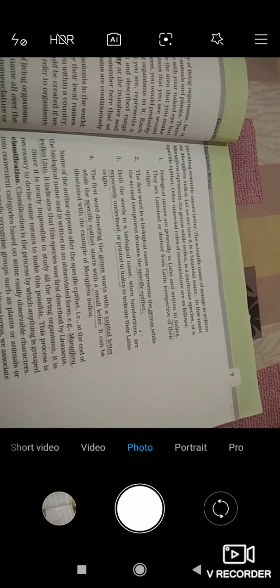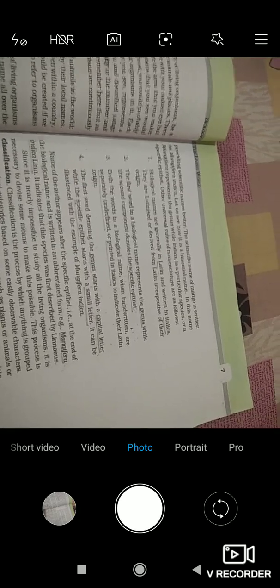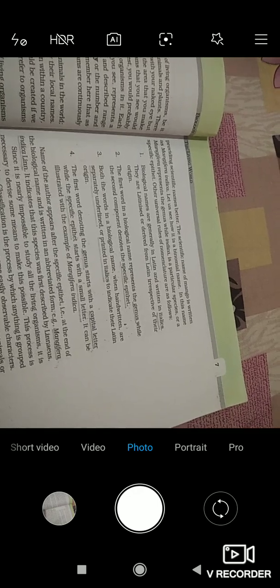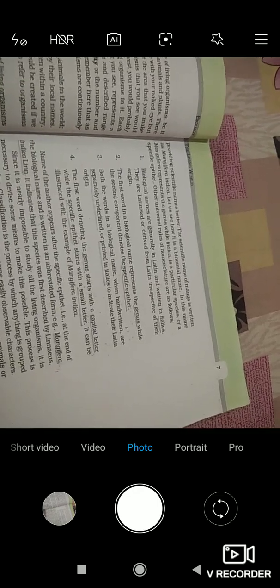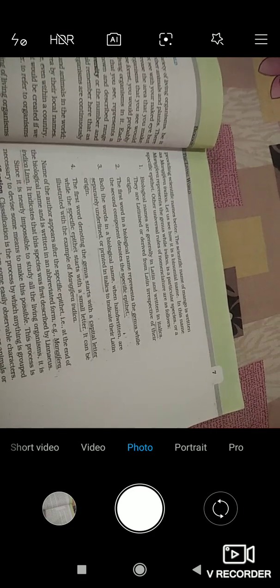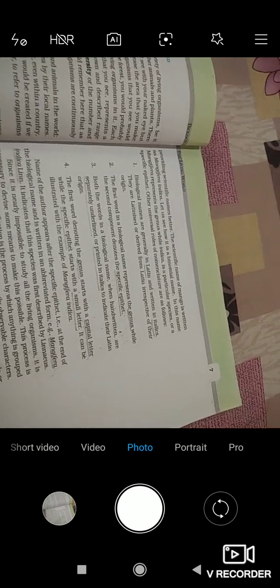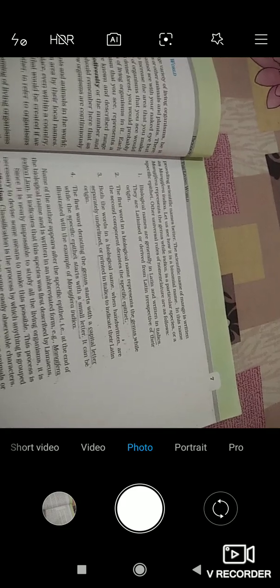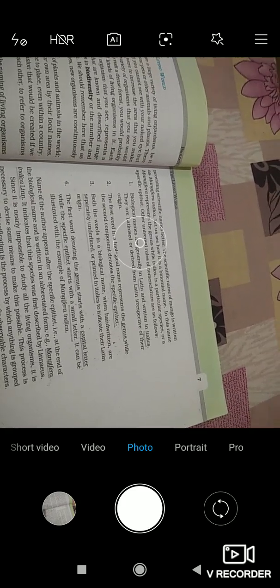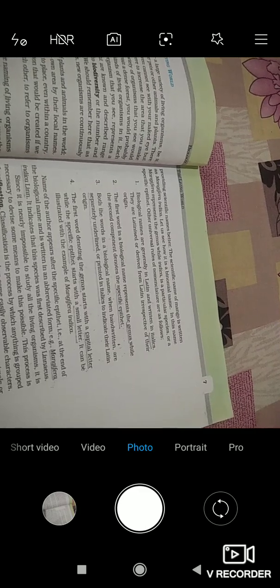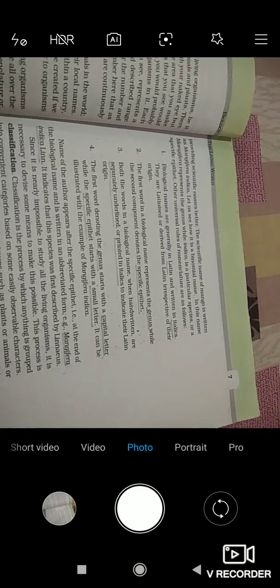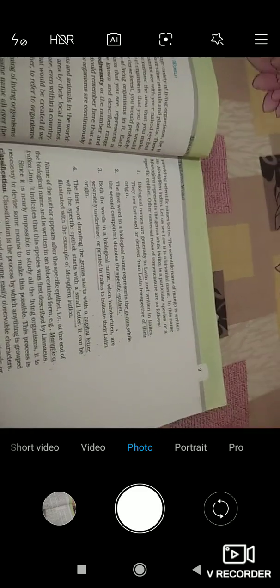In Mangifera indica, Mangifera, the first word, first letter has been written in capital M. M is written in capital, and in the second word, the first letter is written in small letter. Indica starts with I, and I is written in small letter. So this is telling that it can be illustrated with an example as Mangifera indica. You can see here clearly as in Mangifera indica, M is written with capital and I is written in small letter. So this is today's topic, students.